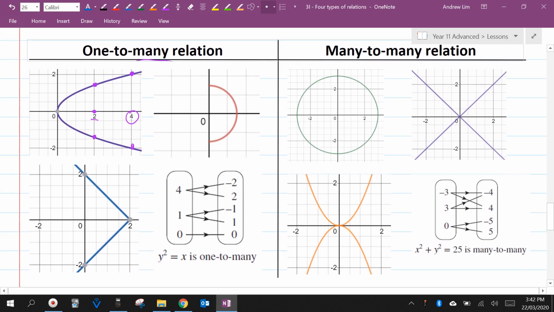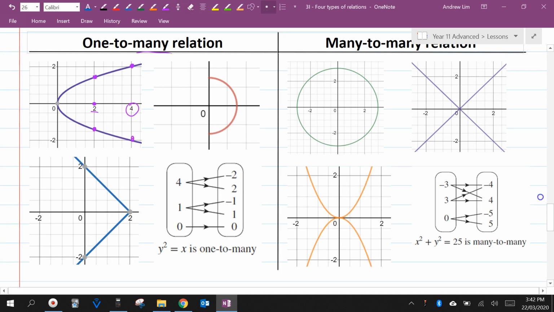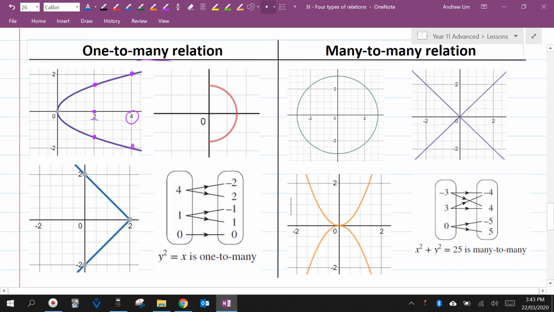And here we've got another 4 examples of many-to-many relations. So we can see it fails the vertical line test, and it also fails the horizontal line test. This one here fails the vertical line test and fails the horizontal line test. Fails vertical line test, fails horizontal line test. So we can see that each of these graphs are many-to-many relations.